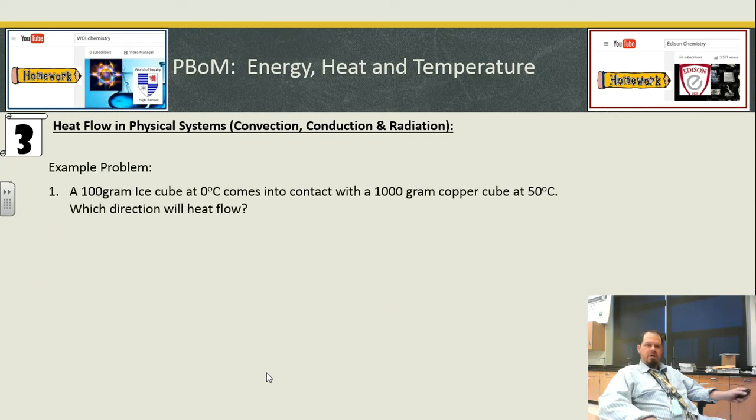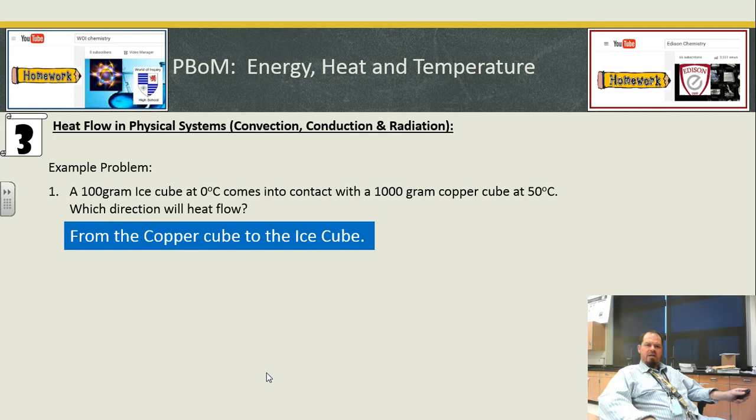An example: a 100-gram cube of ice at 0 degrees comes in contact with a 1,000-gram copper cube at 50 degrees. Which direction will the heat flow? Always from hot to cold. I can see what is the hotter thing. In this case, the mass does not play a part because the mass has to do with total energy or heat. So it's going to go from the copper cube to the ice cube.